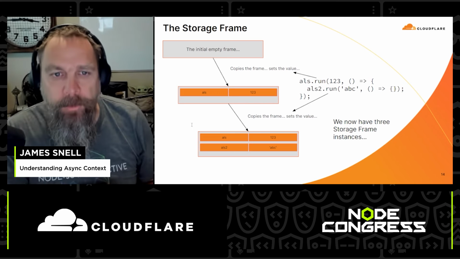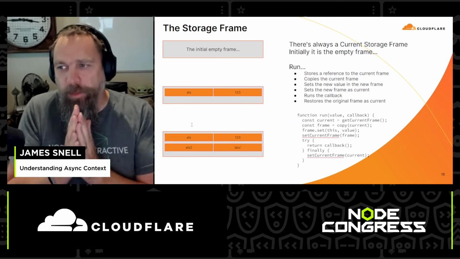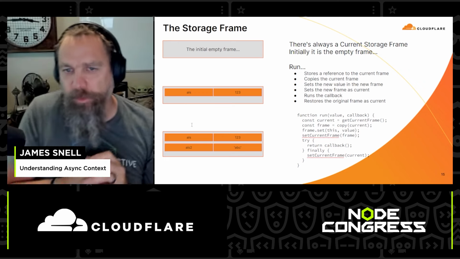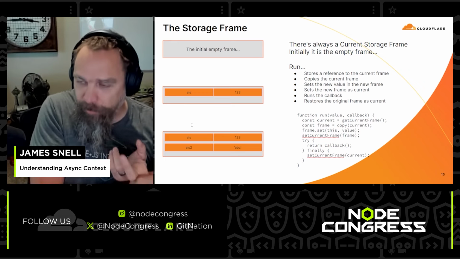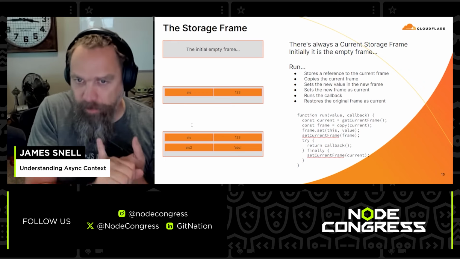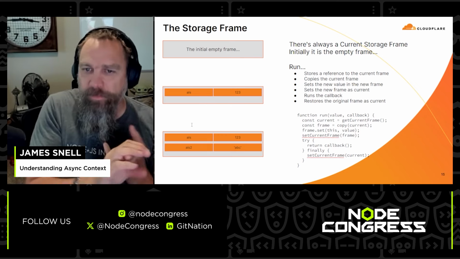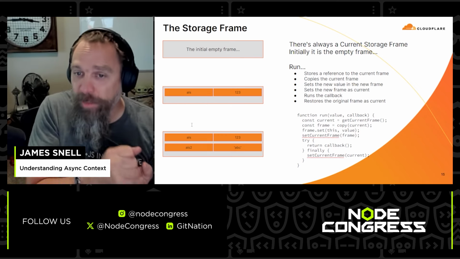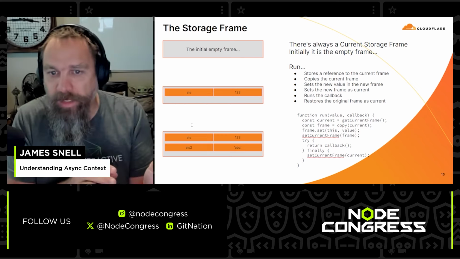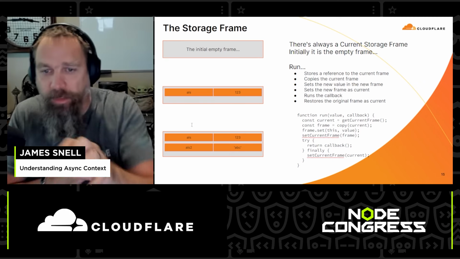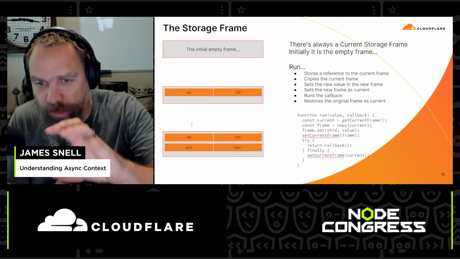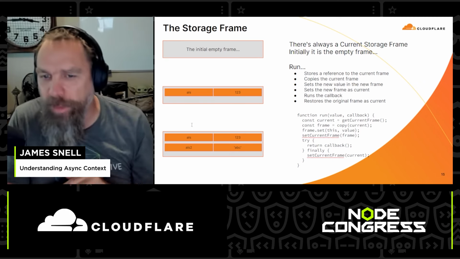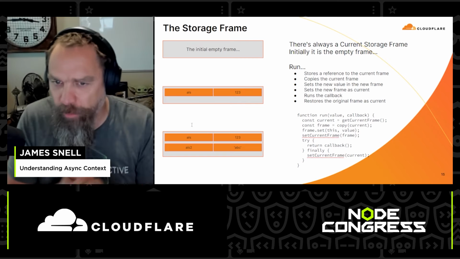All right. Okay. So there's always a current storage frame. Run stores a reference to the current frame, copies the current frame, sets the new value, sets that new frame as current, runs that callback, and then restores the original frame. And this code right here is not the actual implementation. This is just a kind of a pseudocode implementation that shows the flow.